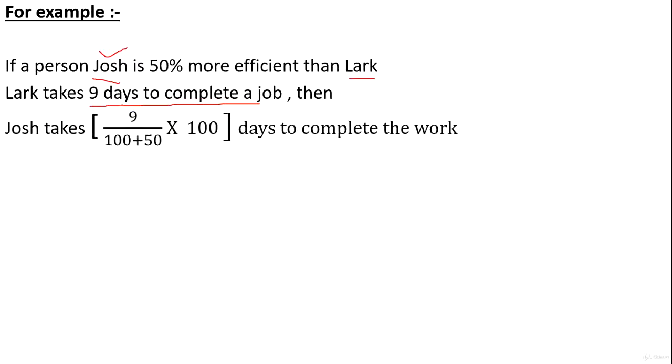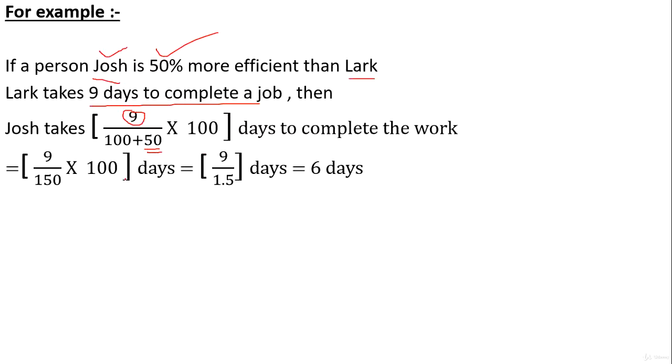Let's see now. According to the formula, Lark takes 9 days and Josh is 50% more efficient. So that 50 we are putting here. So 9 by 100 plus 50 into 100 is the number of days that Josh takes to complete the work. How much does it come to be? That is 9 by 150 into 100, that is 9 by 1.5, that is 6 days. So we can infer from the fact that Josh is more efficient than Lark, so he takes fewer days than Lark to complete the work, that is 6 days.